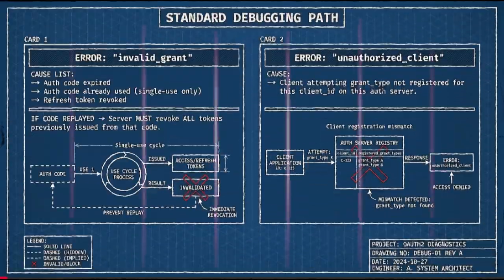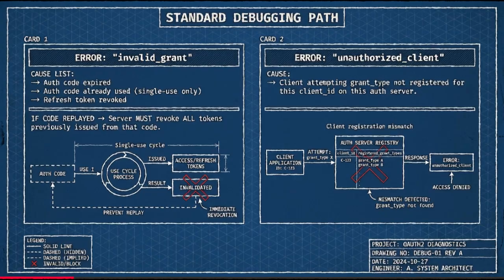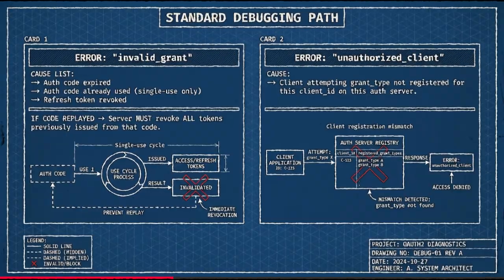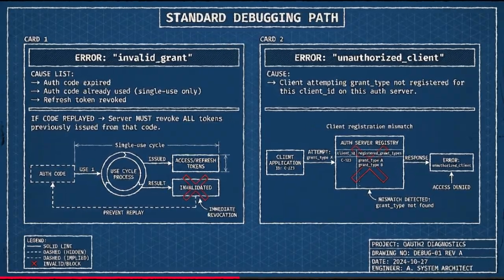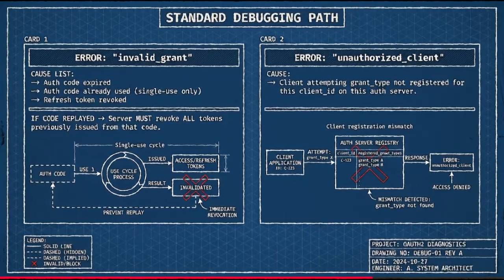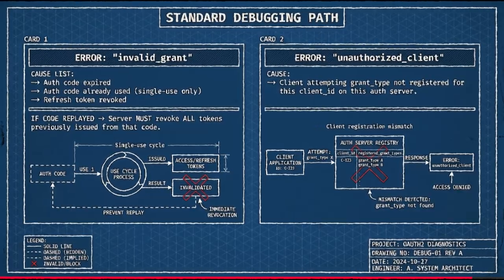And you need to watch for two standard error codes that dictate your debugging path. The invalid_grant error code indicates that the authorization code or the refresh token is expired, revoked, or has already been used. Because authorization codes are single use only. Right. The specification mandates that. If a code is replayed, the server must revoke all tokens previously issued based on that code. The second error, unauthorized_client, indicates that the client application is attempting to use a grant type it is not registered to use on the authorization server.